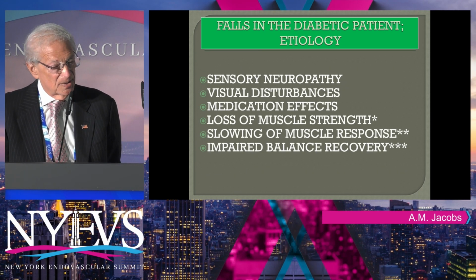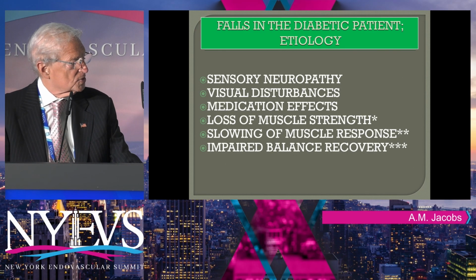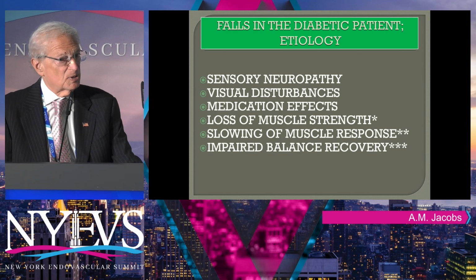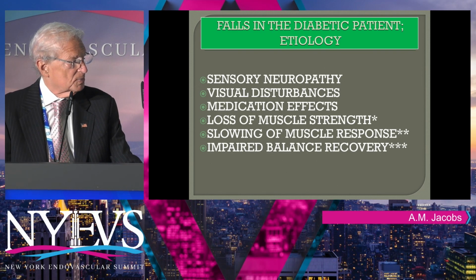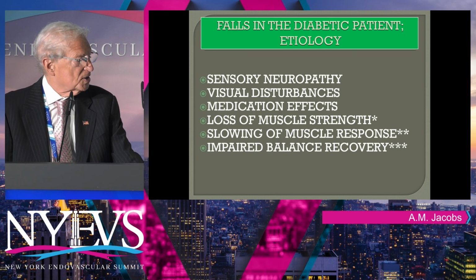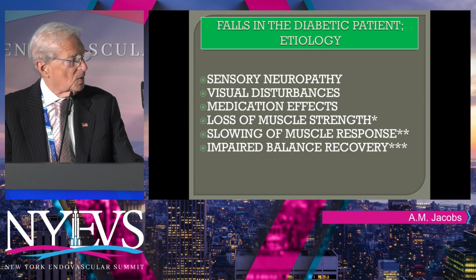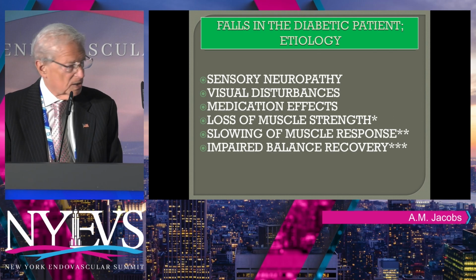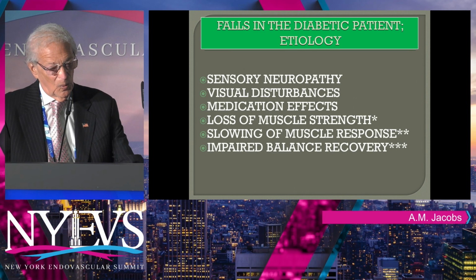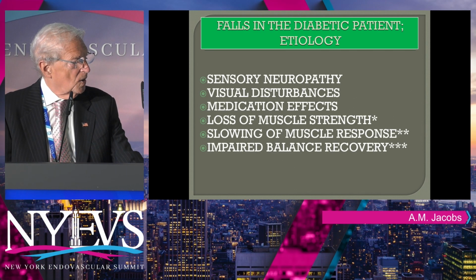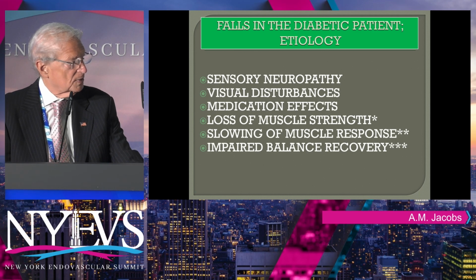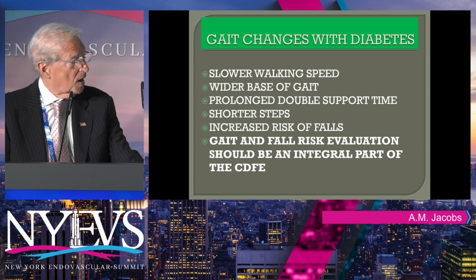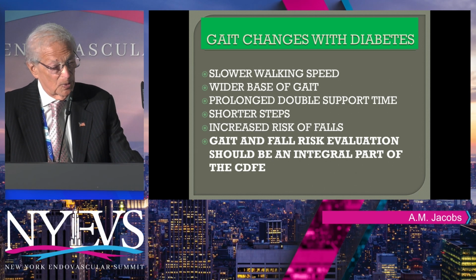They have bad eyes. They're on medications that can cause orthostatic hypotension, drop their blood pressure. Many of the medicines we use to treat their symptomatic neuropathy, the gabapentins, the pregabalins, the duloxetines, the tricyclics, the SNRIs, I got to be careful. I write for a lot of these for symptomatic neuropathy, but they can contribute to falls, okay? So all these things contribute to an up to 15 times higher risk of falls in our diabetic patient. They walk with slower speed. They walk with a wider base of gait. They have prolonged double support time.